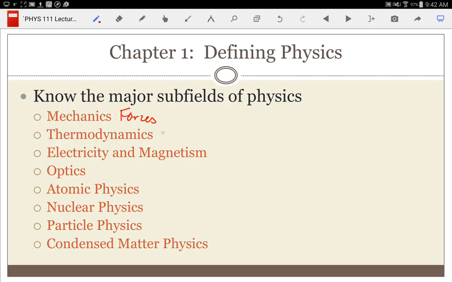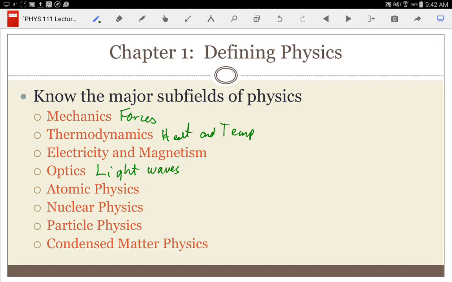Okay, thermodynamics was heat and temperature things. My choice of color here is not good. There's a better choice of color. Electricity and magnetism, well, I think that's pretty clear, right? I don't think I need to put a descriptor on that. Optics, it's probably clear, but just to make sure. Optics, you're studying light waves.